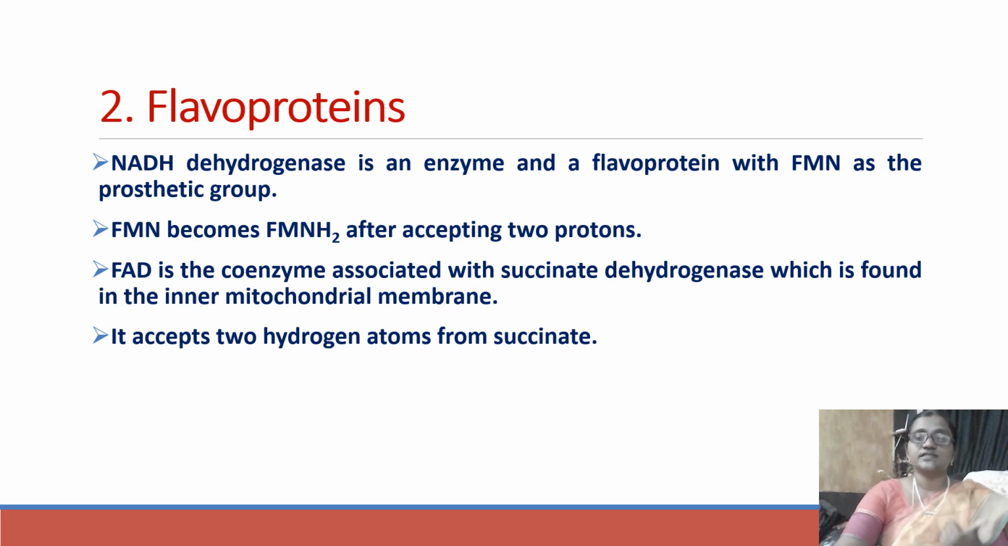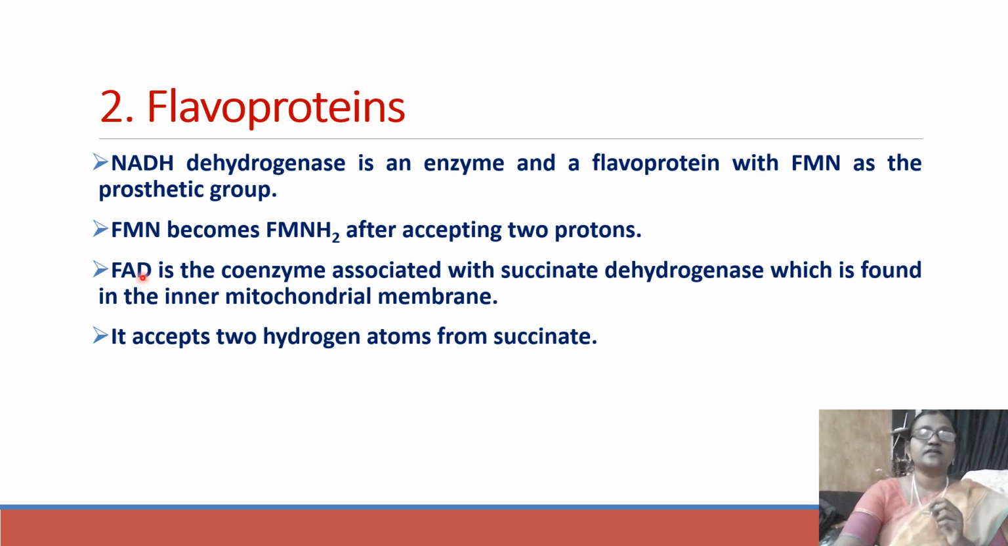Now the second component is flavoproteins. We have seen NADH dehydrogenase, an enzyme and a flavoprotein with FMN as the prosthetic group. Here FMN becomes FMNH2 upon reduction, accepting two protons. You also have FAD. FAD is a coenzyme and it is found associated with succinate dehydrogenase, and it is found in the inner mitochondrial membrane.